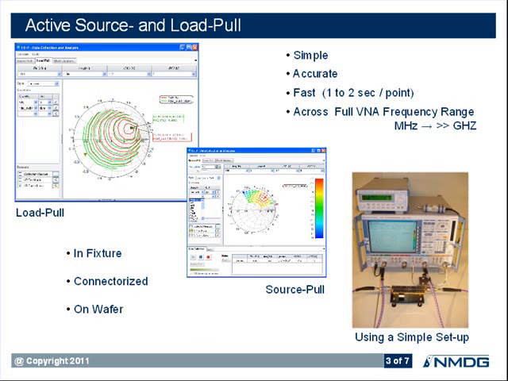The devices under test can be either in fixture, they can be connectorized, or can be on wafer. For on wafer, the advantage of the active approach also is that there is no mechanical structures required to mount, for example, tuners on the probe station. The only thing that needs to be done is connecting the network analyzer to the probe station.